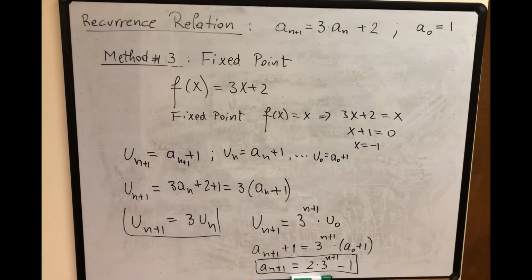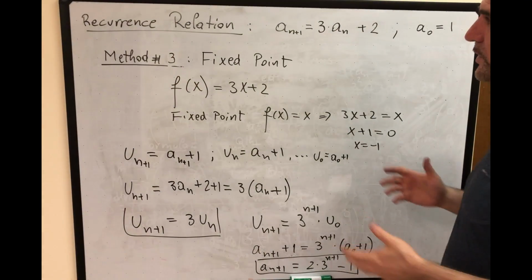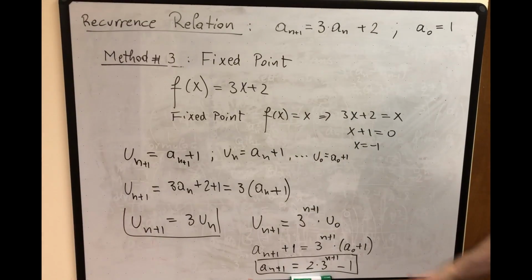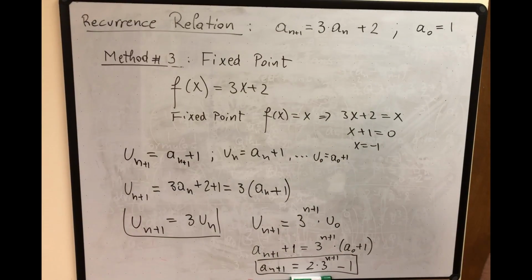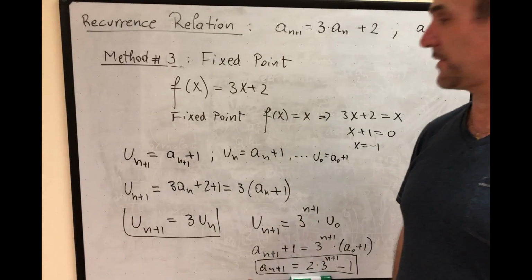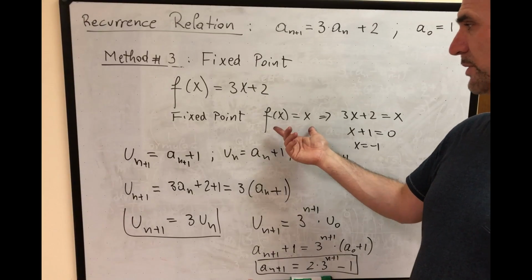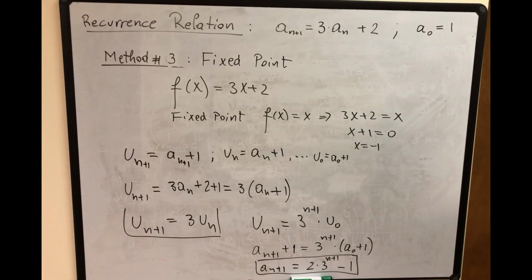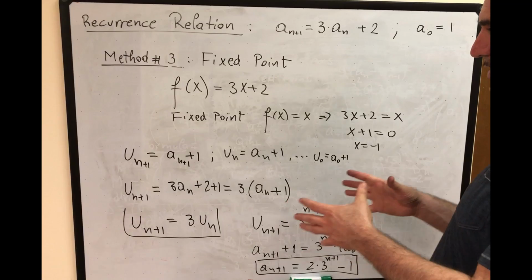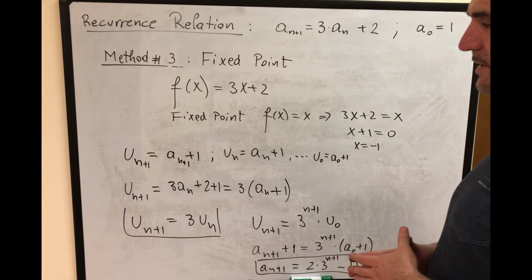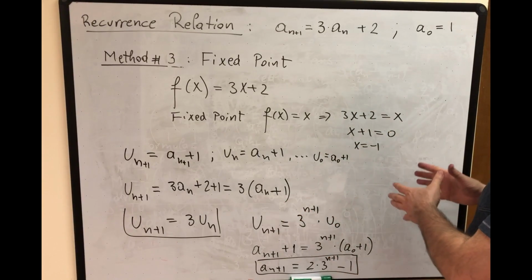All right, and the idea is simple. You can look at this recurrence relation as an inductively defined function. So f of x equals 3x plus 2, and you can find the fixed point for this function, which is the point at which f of x equals x. Solving that simple linear equation, you get x equals -1. So you're going to make a shift, a translation of the original sequence by the fixed point.